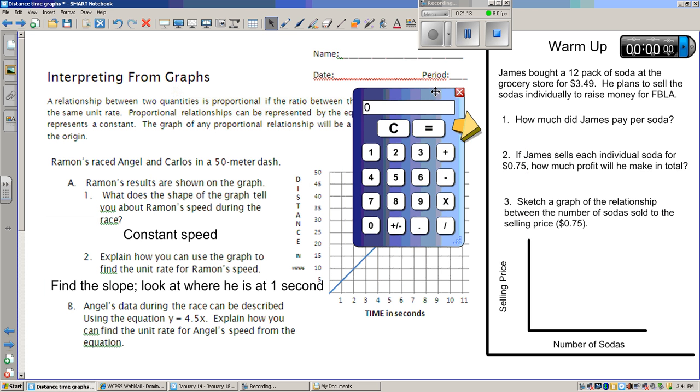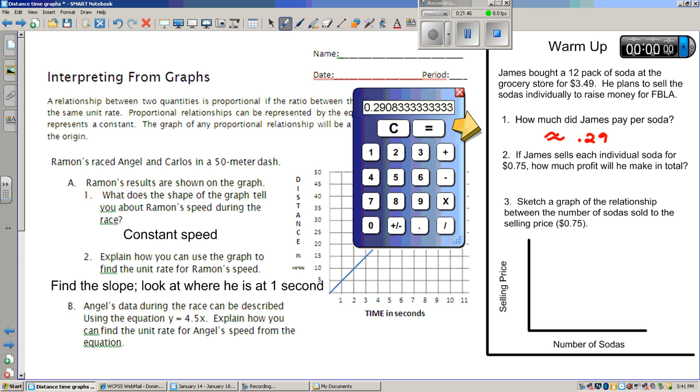All right, so how would we determine how much James paid per soda? He bought a 12-pack. What is the unit rate for the soda? In other words, how much did he pay for one soda? All right, we're going to take $3.49 and we'll divide that by 12. What does that give us? About 29 cents. We'll say about 29 cents.